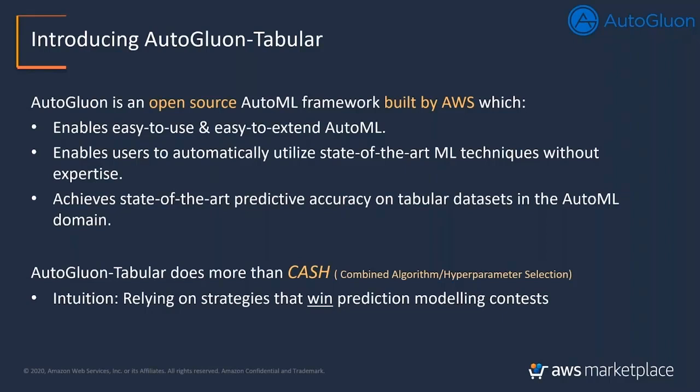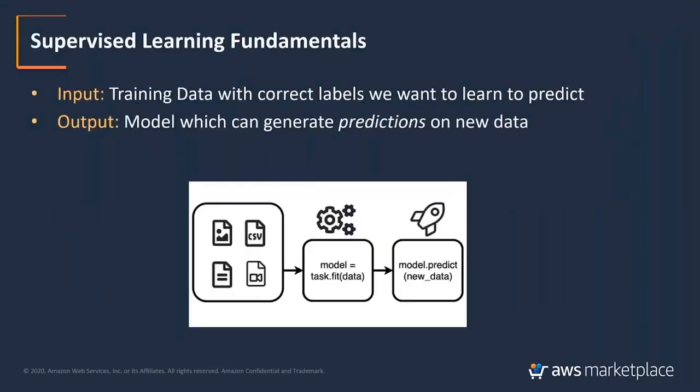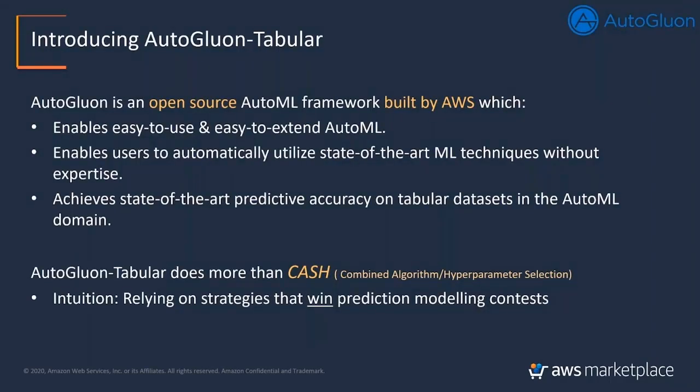So the interesting thing about AutoGluon-Tabular is that it does a lot more than CASH. And CASH is the combined algorithm and hyperparameter selection problem, with the intuition of relying on strategies that win prediction modeling contests. And I'll get more into what CASH is and what the previous AutoML systems do shortly.